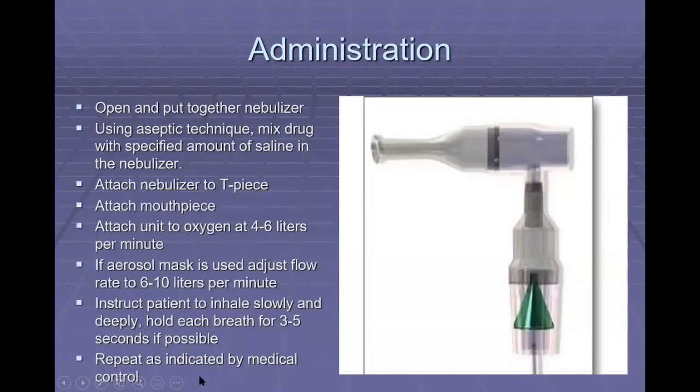All right, so this is the nebulizer. This is the one that is a handheld nebulizer. So open and put together the nebulizer. You're going to have several pieces. You're going to have a mouthpiece. You're going to have a T-piece that connects the mouthpiece to the nebulizer. And there's typically going to be a little extender piece that comes out.